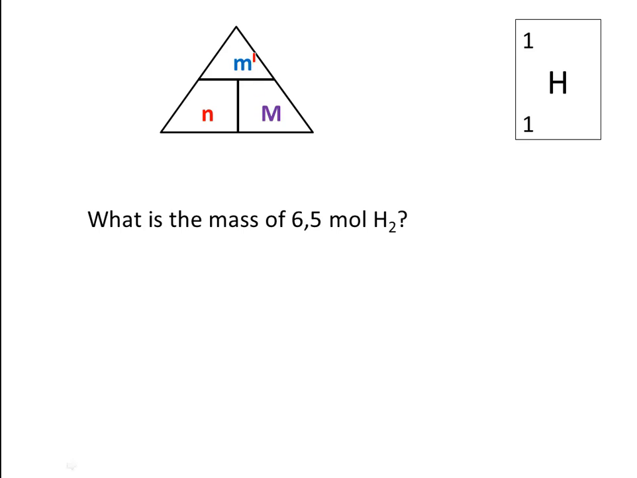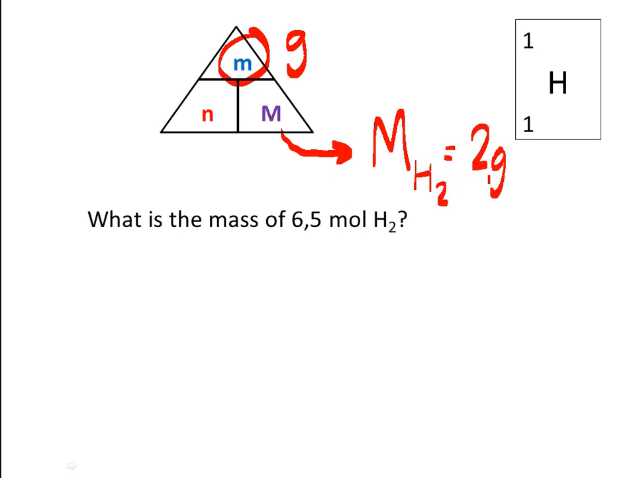So we are trying to find the mass in grams. We have the molar mass. Now be careful there. Here from the periodic table, we have the molar mass of hydrogen H as 1 gram per mole. But remember, we are dealing with H2, and so the molar mass is not 1 gram per mole. The molar mass of H2 is 2 grams per mole.